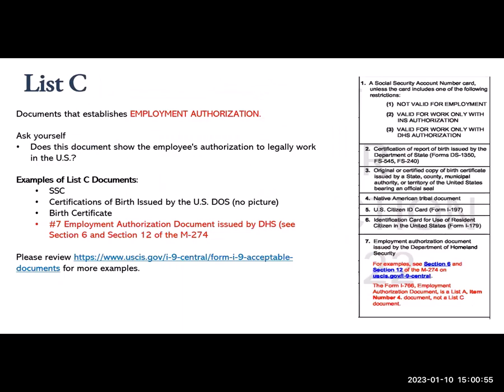So these are the documents that in combination with List B provide for employment authorization. Ask yourself, does this document provide that the employee is authorized to work, basically. And these are your Social Security card.